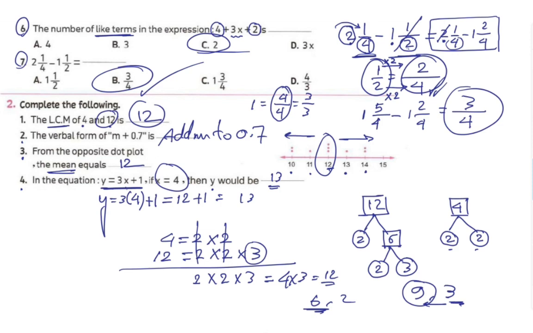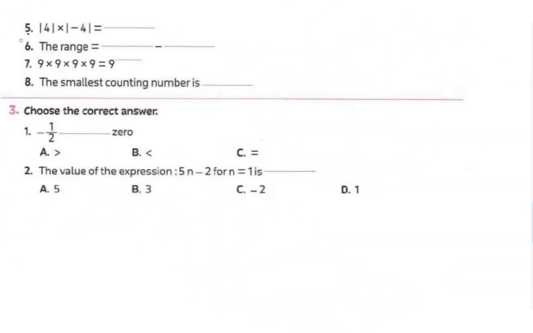Let's continue. Point number 5, the absolute value of 4 multiplied by the absolute value of negative 4. Absolute value result is always a positive number. So we have the absolute value of 4, just 4, multiplied by the absolute value of negative 4, also 4. The absolute value of a positive is positive, and the absolute value of a negative is also positive. Now 4 times 4 equals 16.